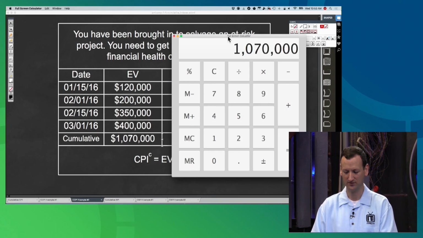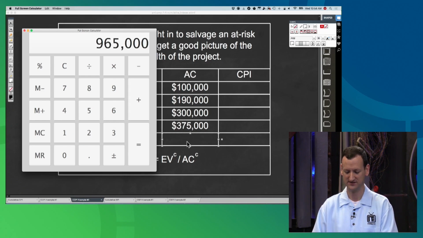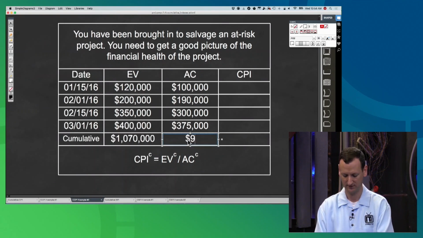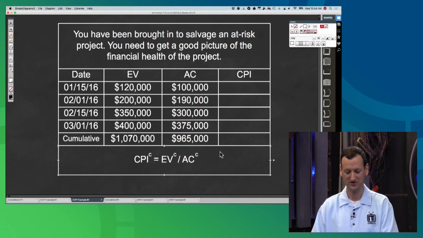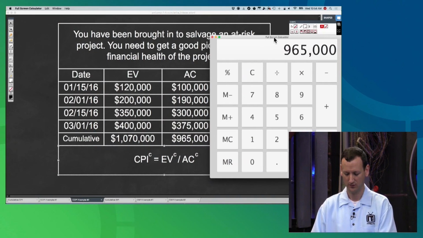And now I'll take my cumulative actual cost. I'm going to take 100,000 and we'll add on 190,000. We'll add on 300,000 and we'll add on 375,000. So we're at $965,000. And now we can just take those values and feed them into our formula, right? So it's going to be $1,070,000.